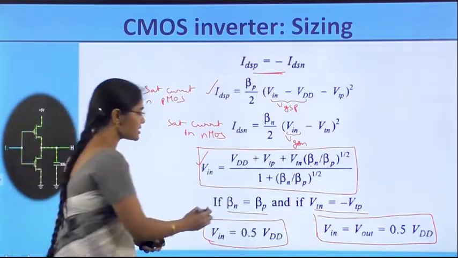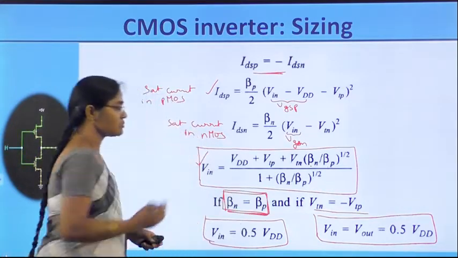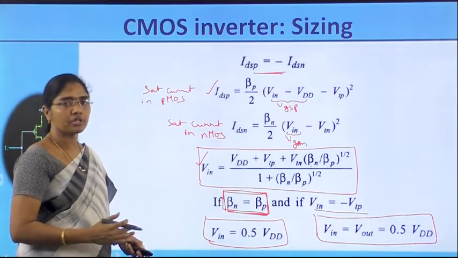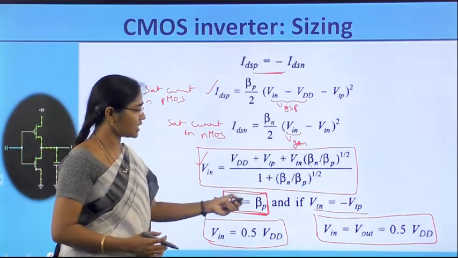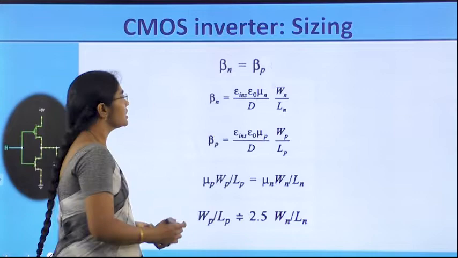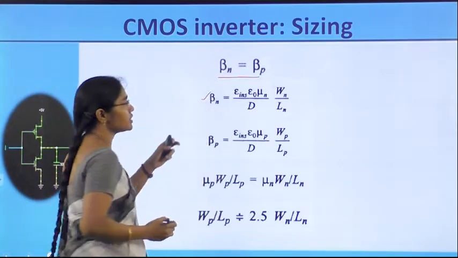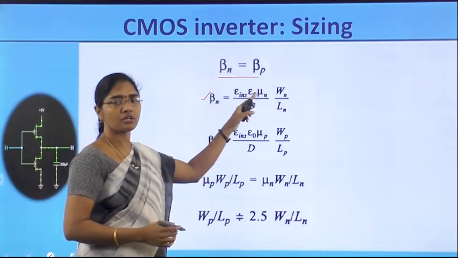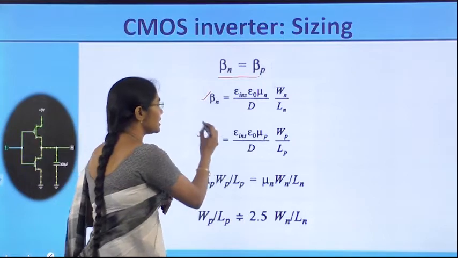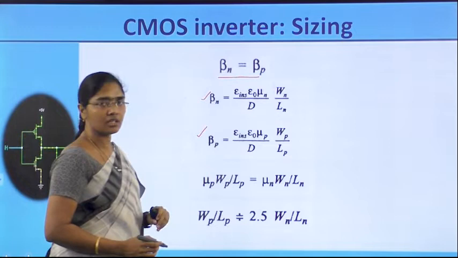To get this, what is the assumption? The assumption is beta N is equal to beta P. This is important now. When beta N is equal to beta P, when will it happen? Based on the definition of beta N and beta P, let us check when these two will be equal. Beta N definition is equal to epsilon insulator epsilon naught mu n by d into Wn by Ln. Similarly, beta P is also the same with the change of mobility mu P, Wp and Lp.